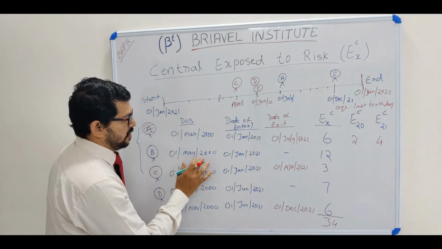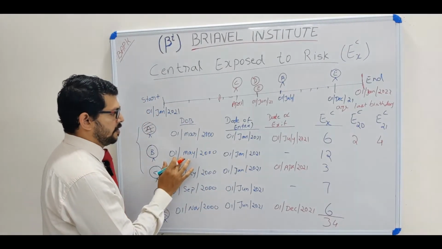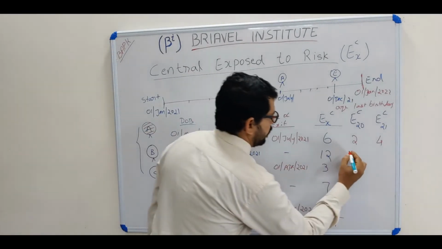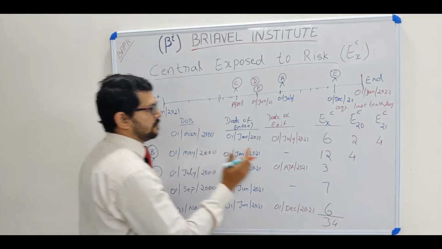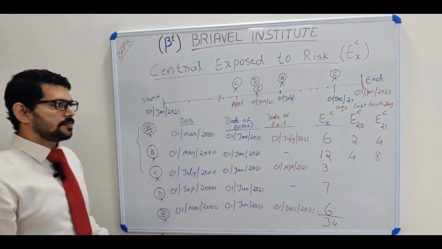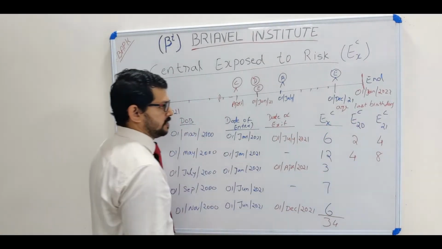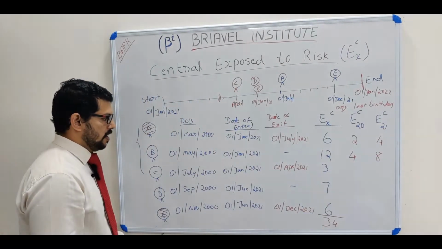For the second person, 1st May is his birthday and he continues the entire year. So up to 1st May he is at age 20, and after that he continues at age 21. So his exposed risk at age 20 is 4 months, and at age 21 it is 8 months.